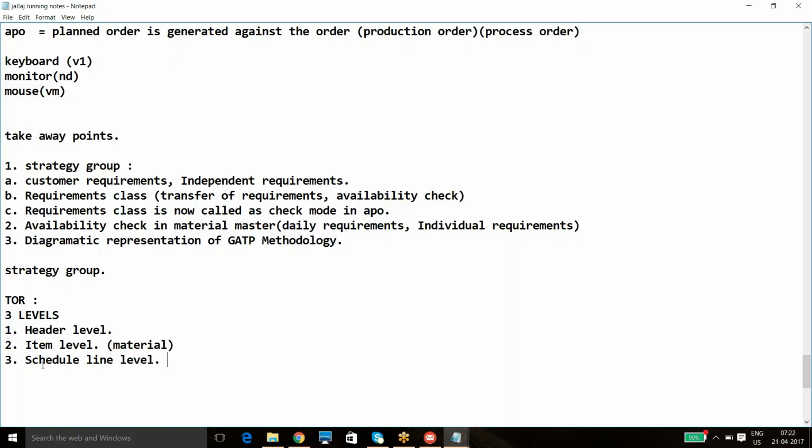Actually, for the transfer of requirement you are saying, only header level will not work, because at header level again you have to come down to item level, right? The whole sales order, customer, sold to party, ship to party, all these details really don't impact APO's planning. APO is really not bothered about it.